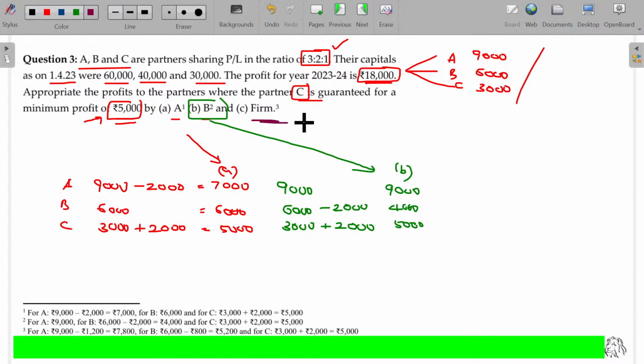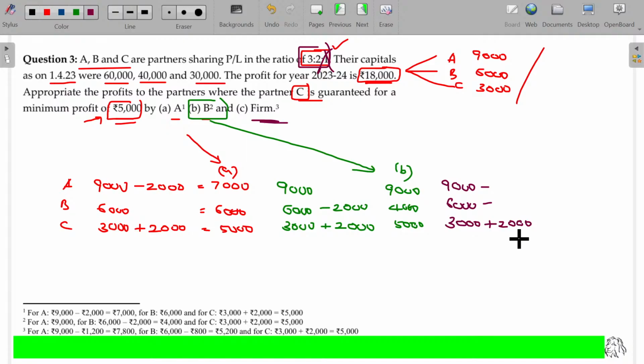If the guarantee is given by the firm, how can we calculate? As per the regular P&L ratio, A gets 9, B gets 6 and C gets 3. But with the guarantee given by the firm, a minimum profit of rupees 5,000 should be payable to C. So you now pay the 2,000 rupees to C. That 2,000 should be subtracted from A and B's profit. And in what ratio? Their P&L ratio, 3:2.